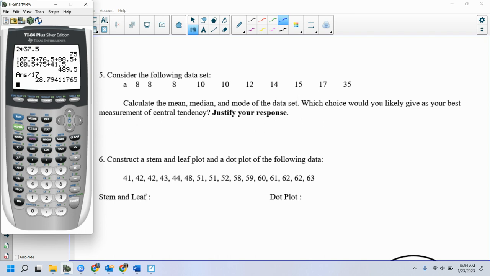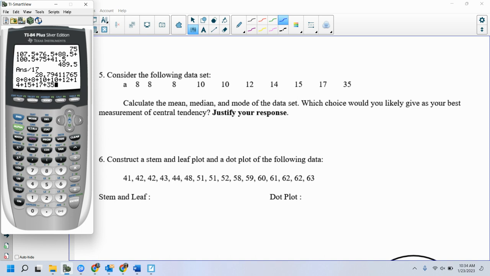All right, so I had an A. Did I really have an A right there? Yep. That A should not be there. Is that the outlier? Is that the weird one? That's really funny. 8 plus 8 plus 8, 10, 10, 12, 14, 15, 17, 35.